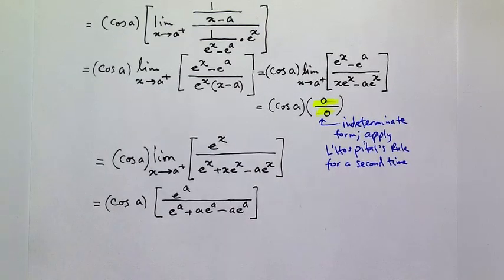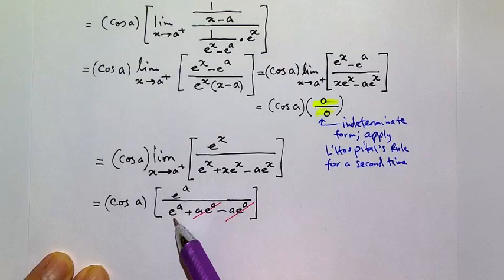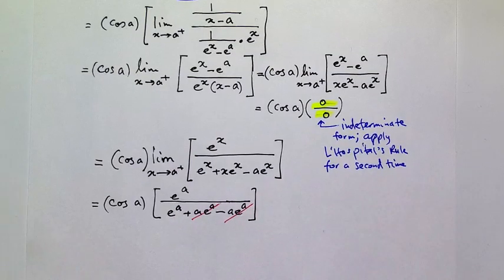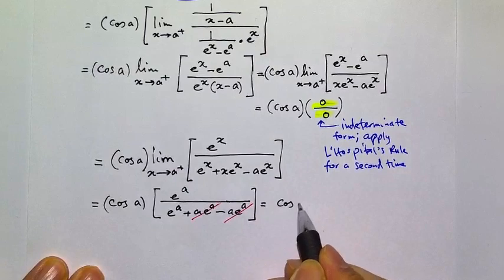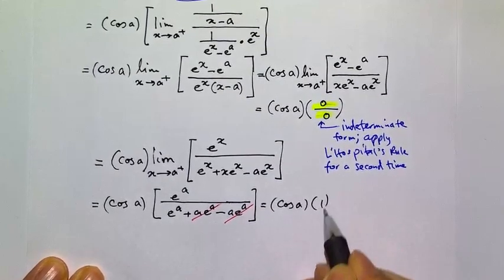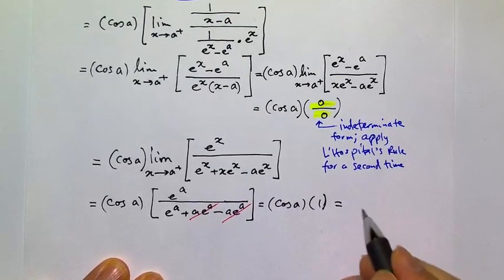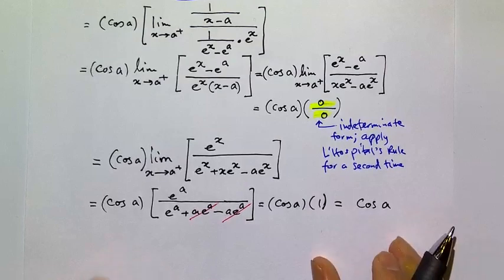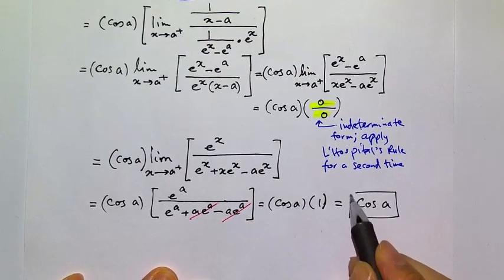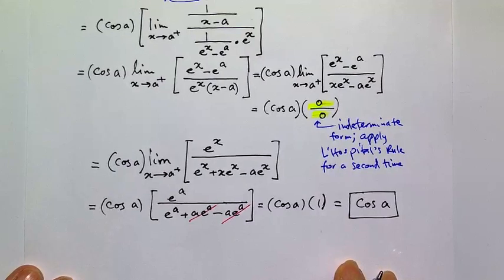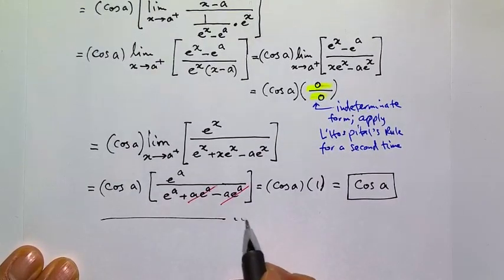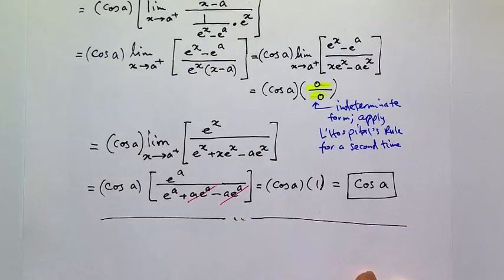So you can see what's happening here. These two guys cancel each other out. We end up with e to the a over e to the a, which is 1. Cosine of a times 1. So finally we have arrived at a result that is not indeterminate. So cosine of a. That's the final result there. Okay. So a very, very useful technique, this L'Hopital rule is.